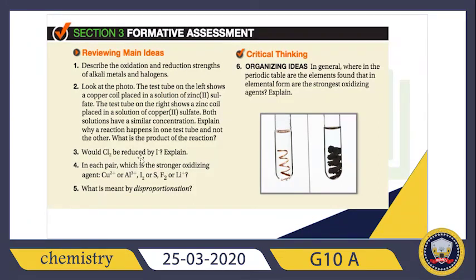Now we have reached the end of section 3. This is the formative assessment, and as I always tell you, it is very important to read and study these questions very carefully. For example, describe the oxidation and reduction strengths of alkali metals and halogens. Would Cl2 be reduced by I? Explain. Remember which element is above the other in the periodic table. In each pair, which is the stronger oxidizing agent? Remember what is meant by disproportionation. This is our lesson today. Please study these questions very well.